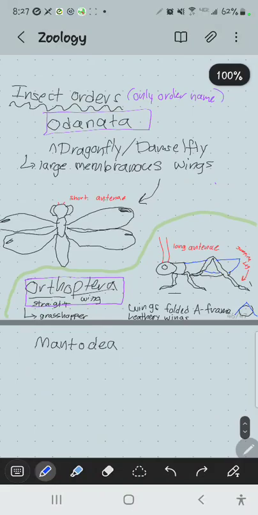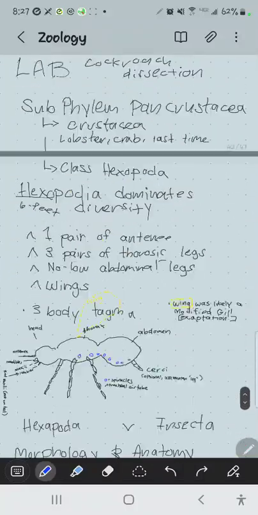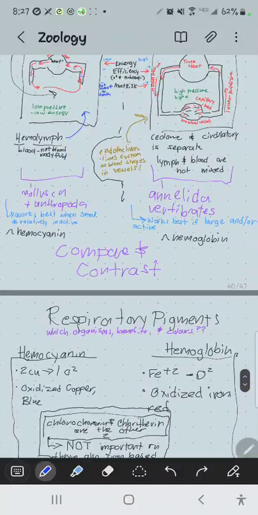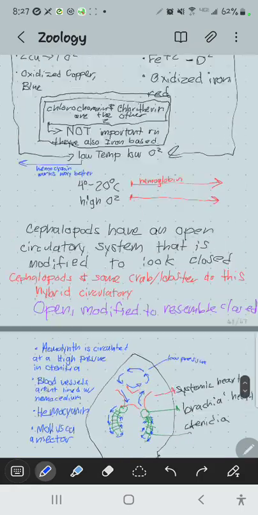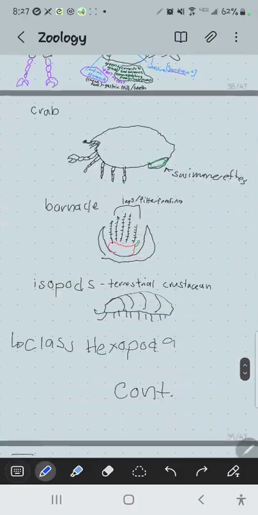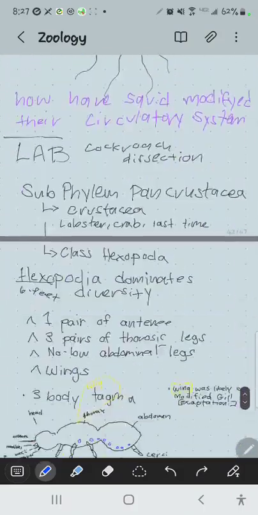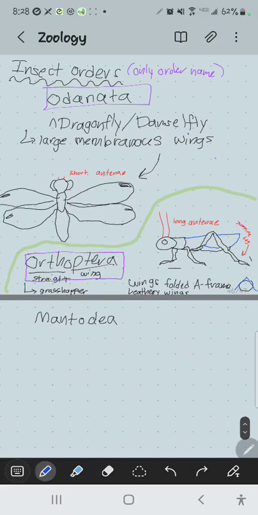Going on here. Okay, and then they have... all right, so here's the business end of these things. Here are these raptorial legs. This, and then kind of grasshopper, kind of cage-like.